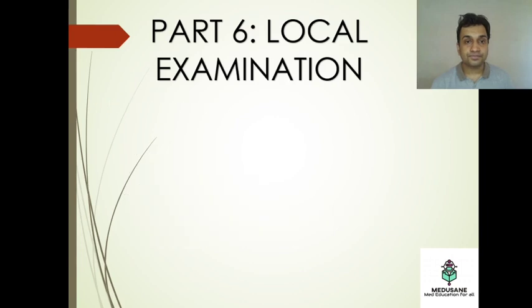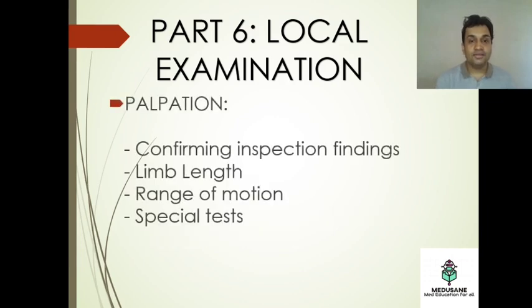Now moving on, we have palpation, where firstly the inspectory findings are to be confirmed. So the amount of flexion, the amount of extension or the shortening, limb length, range of motion and special tests. This is what will be covered in your palpation section. Percussion and auscultation are not part of orthopedic examination, so we can consider that orthopedic examination has inspection, palpation, range of motion and special tests. These are the 4 basic criteria under which your examination findings come.